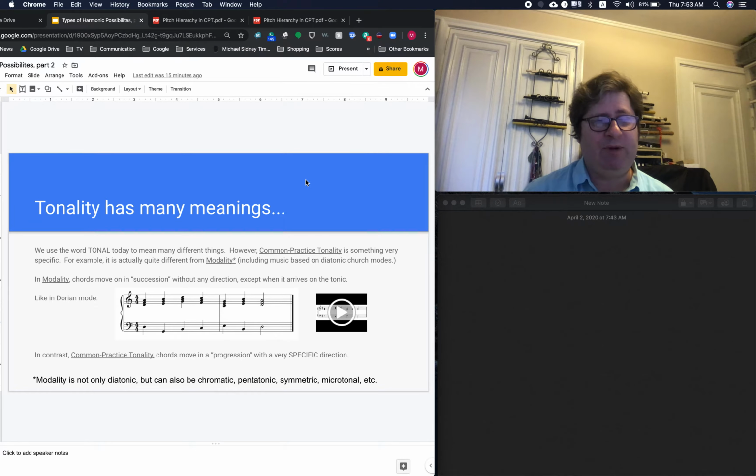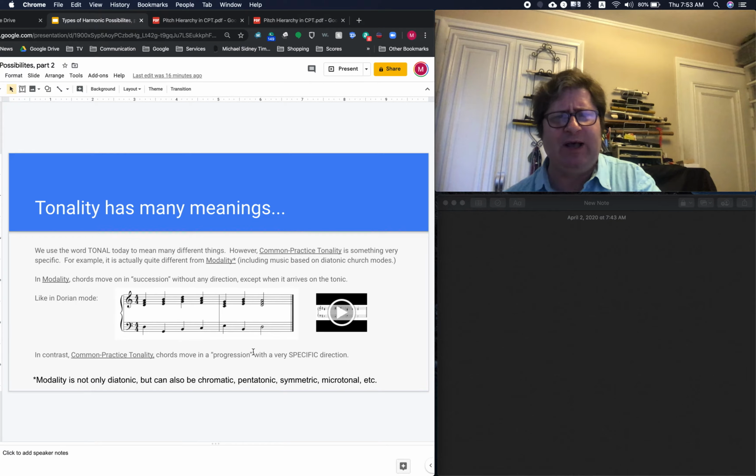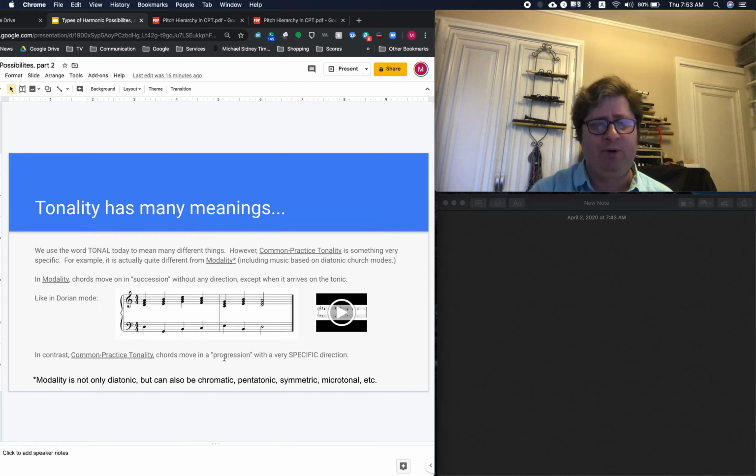In contrast to common practice, in modality, chords move in succession without any direction, except when it arrives on the tonic, like, for example, this Dorian mode. So we don't really hear a real chord progression. The chords just kind of float from one to the next. They don't really have any direction they need to go. Even the notes don't have a direction to go, except for arriving at tonic. You just know when you've arrived at tonic, but you're not being led to the tonic. You just know when you've returned to it. In contrast, in common practice tonality, chords move in a progression with a specific direction.